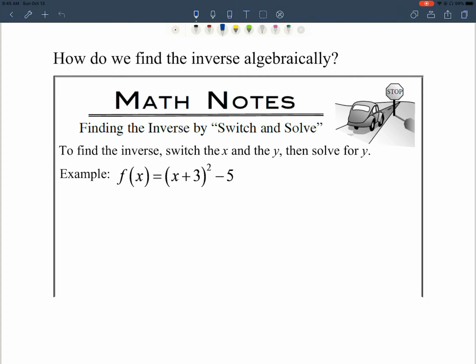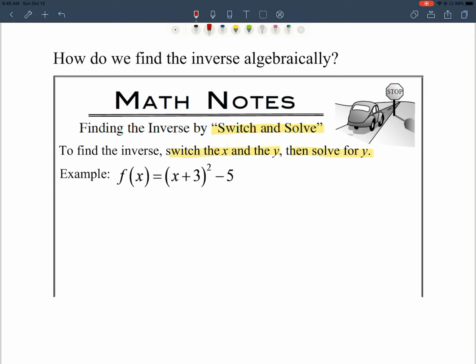Now, how do we find the inverse algebraically? Okay, this is something you did do last year. There's a couple methods that were used. We're going to focus this year on mainly just the switch and solve. We reviewed this already a little bit, and we've been using it when we were finding the rules for our horizontal stretches and shifts. So let's just go ahead here and look at the steps. To find the inverse, remember we're going to switch the x and the y, and then we're going to solve for y.